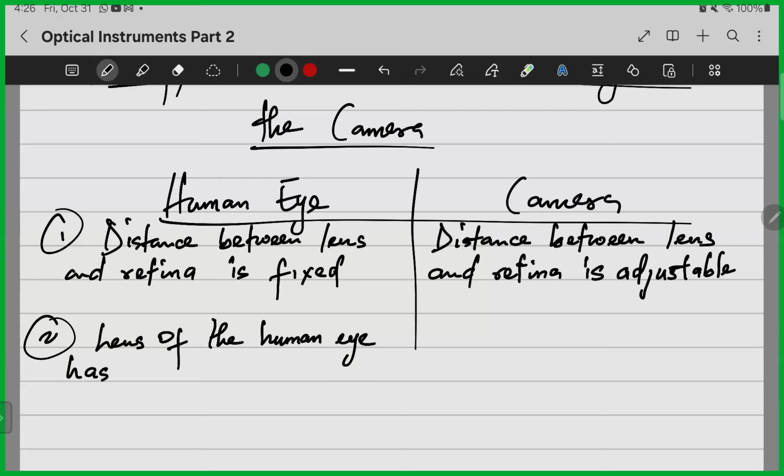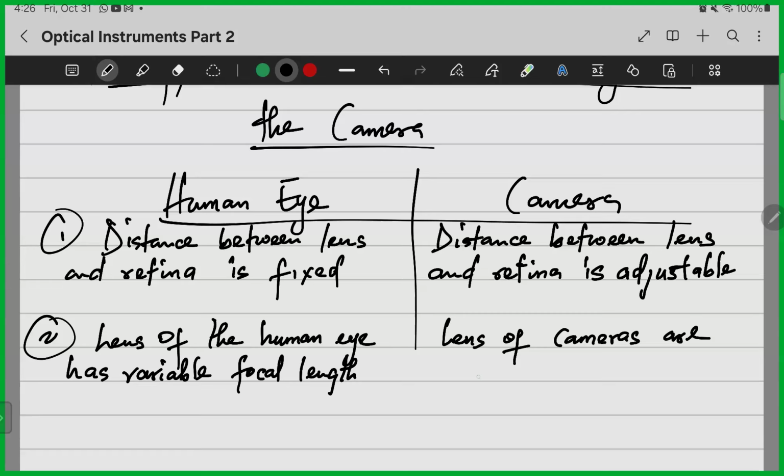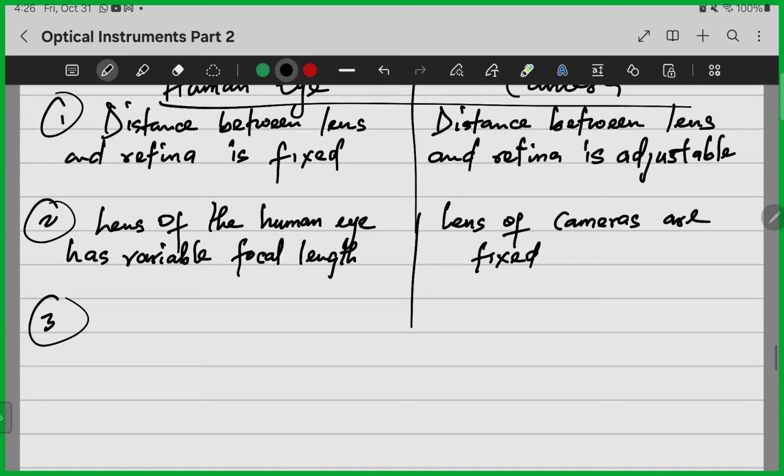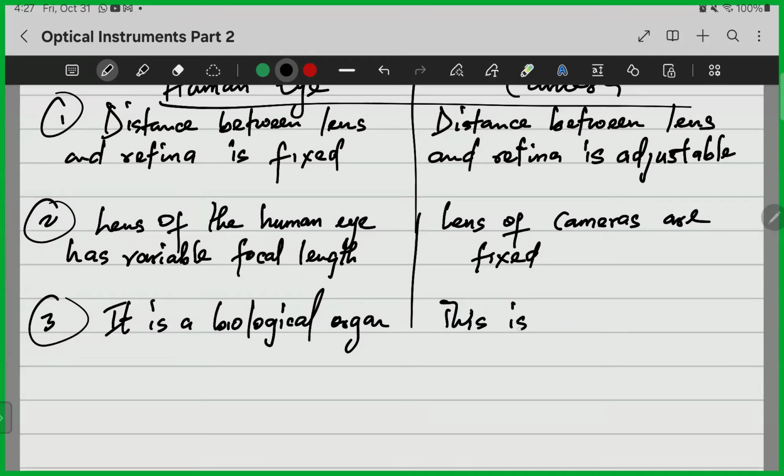Number two, the lens of the human eye has variable focal length, while the lens of cameras are fixed. Keep this in mind. Number three, it is a biological organ. That's for the eye. While this is a mechanical device.